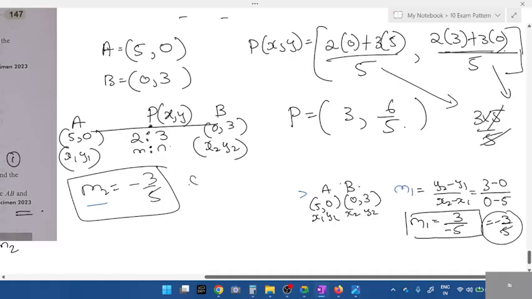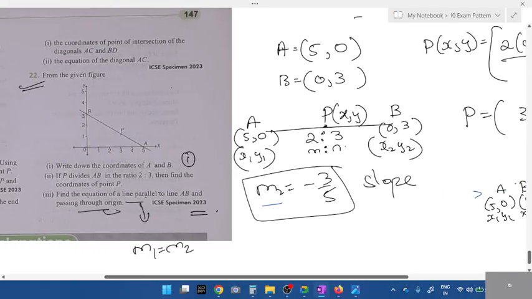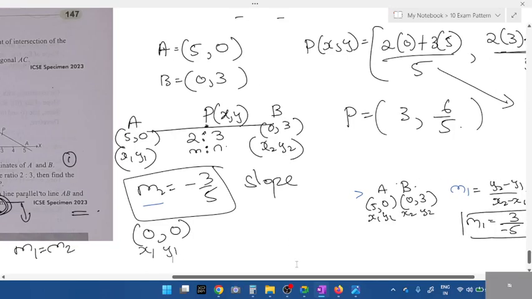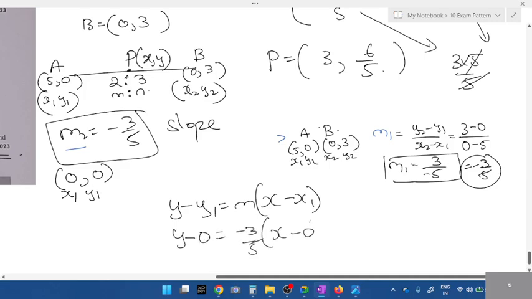So we have one slope here. Then we need one point. What is the point given here? All of you respond. What's the point we have to take? Origin, right? In origin, what is x1, y1 value? What is the equation now, students? Y minus y1 is equal to. See, when origin is given, y minus 0 is equal to minus 3 by 5 into x minus 0.